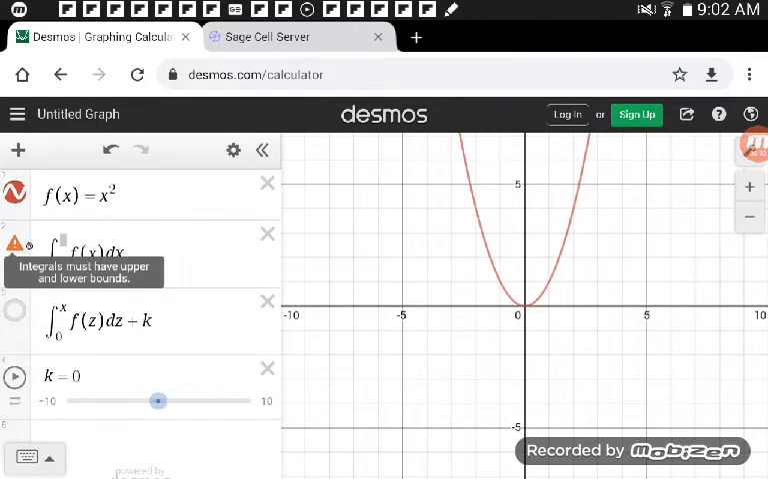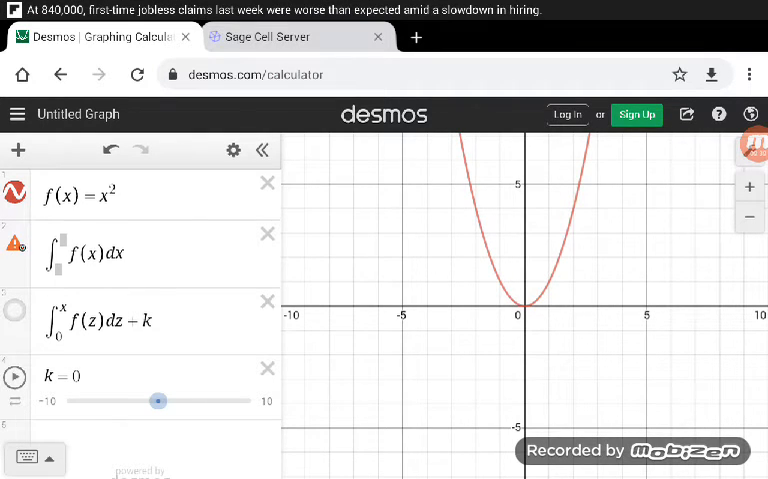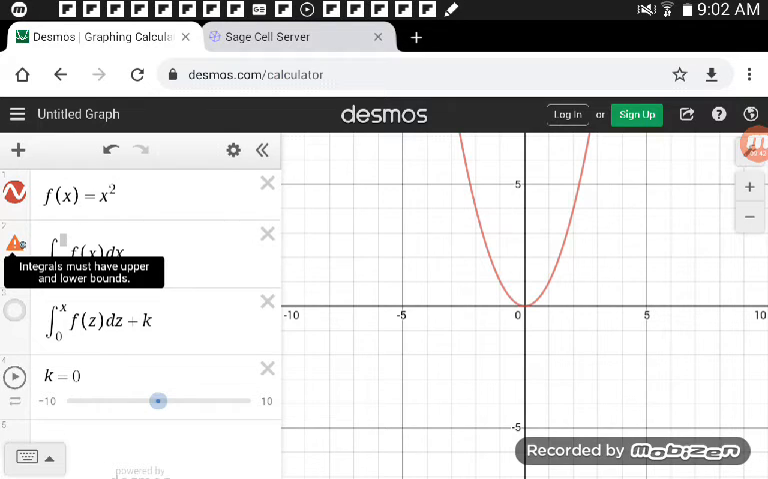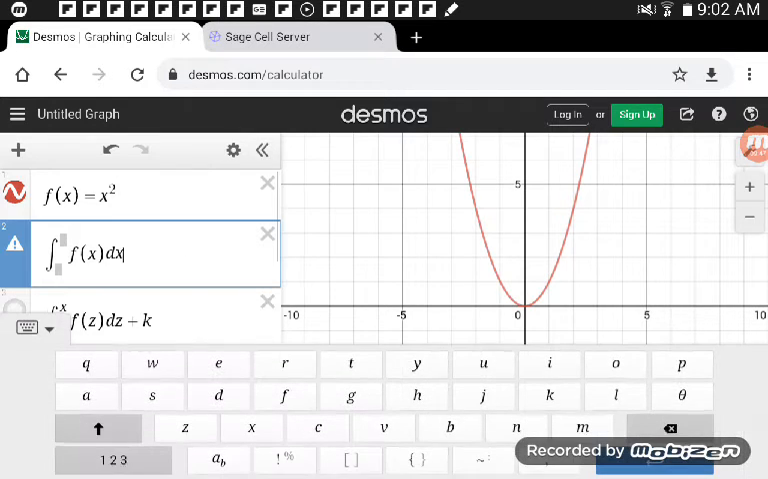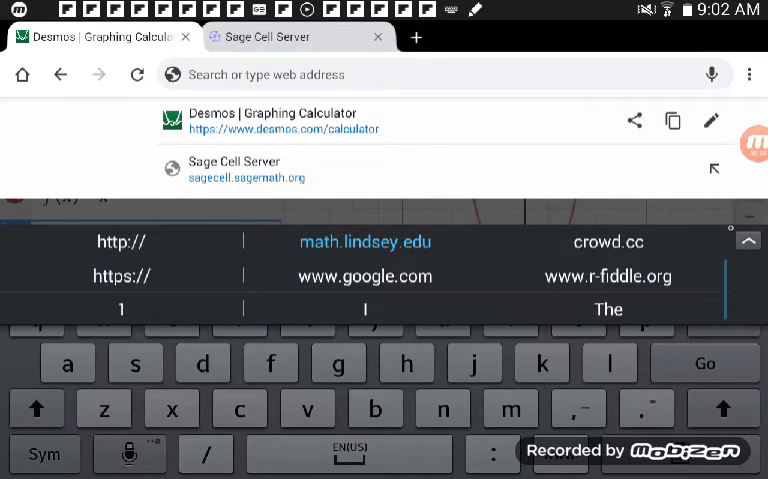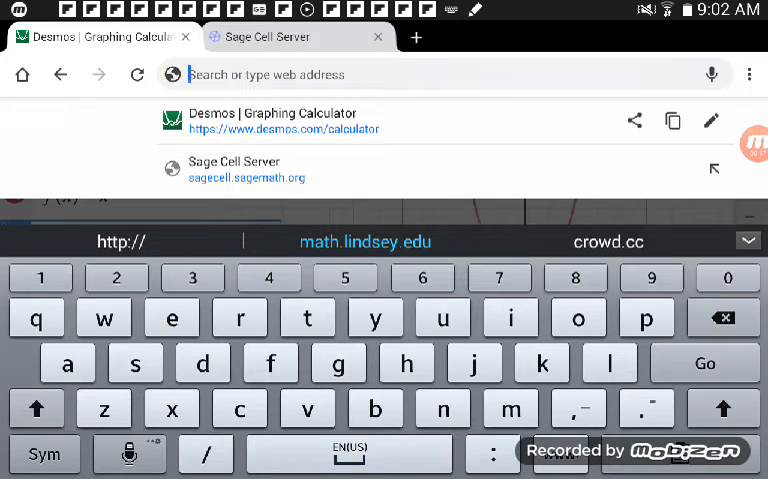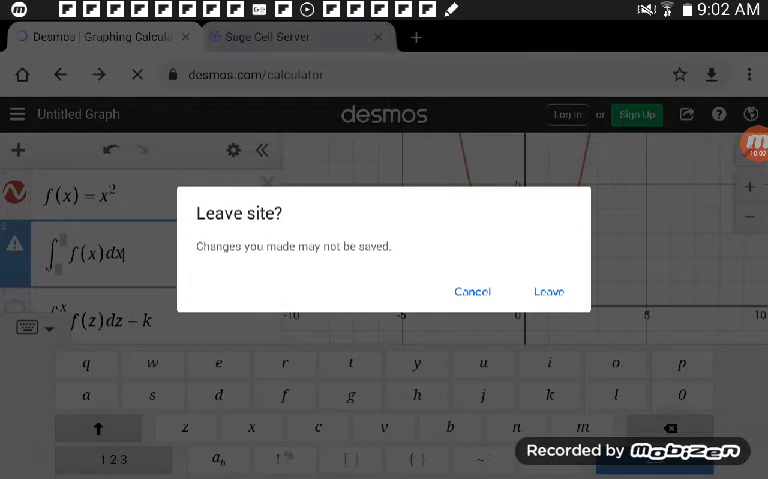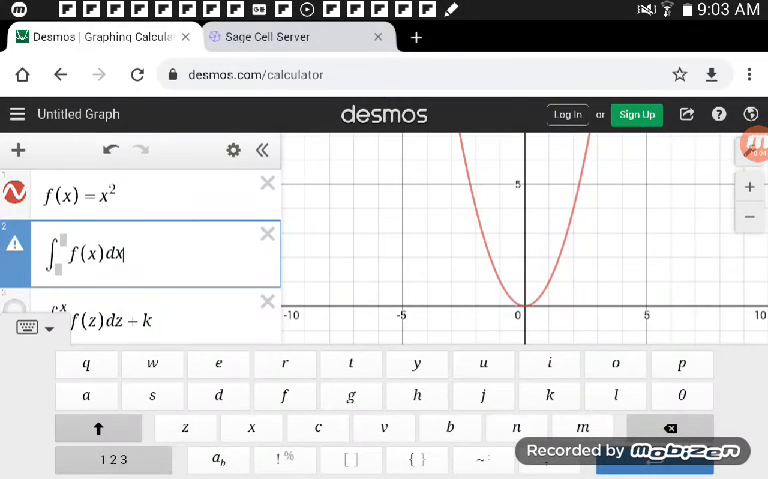And notice I get a big warning sign over here. It says integrals must have, you can read it, but I can't read it so well, must have upper and lower bounds. Okay, so there you go. It needs upper and lower bounds. Whoops, get rid of that. Just go back. There we go. It's all very confusing to me.